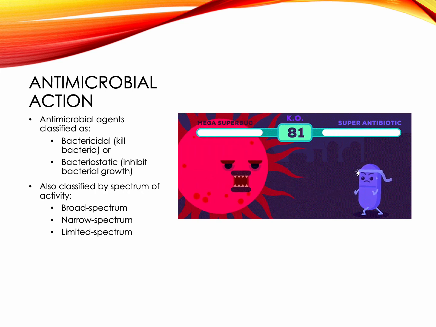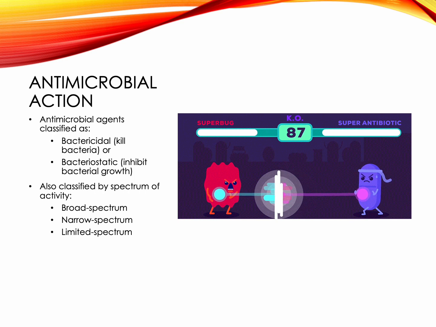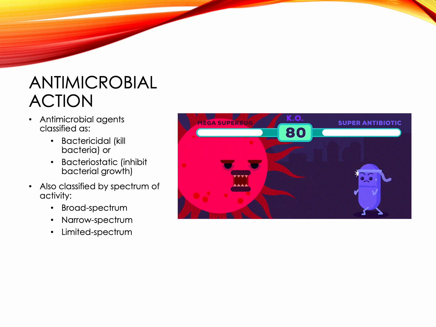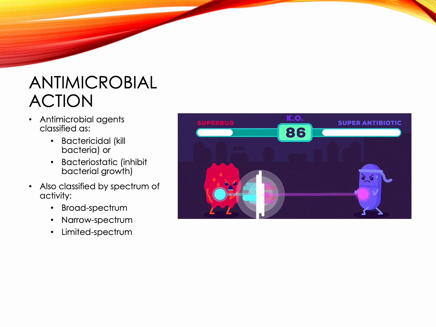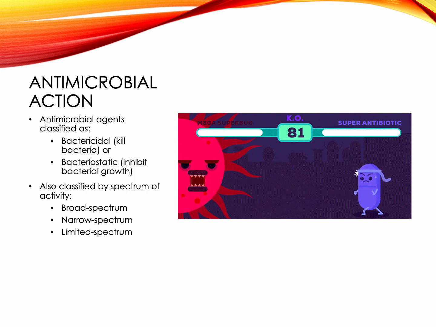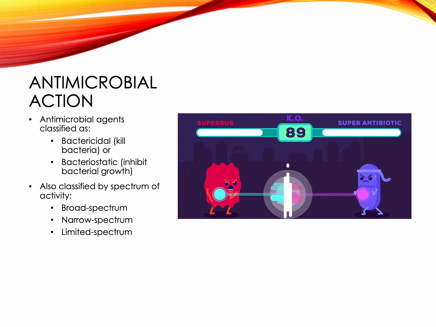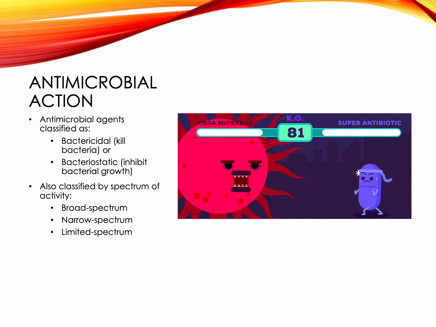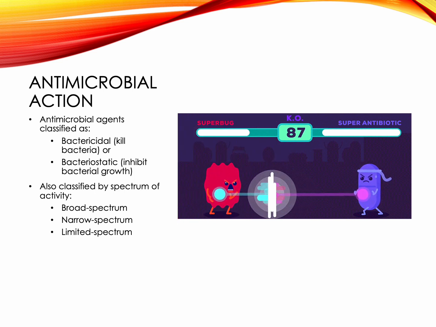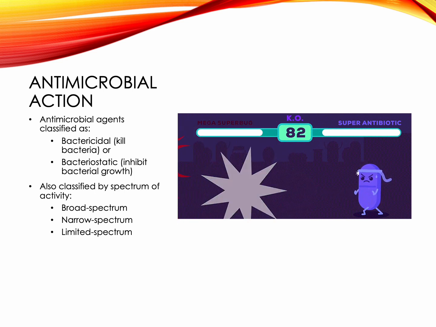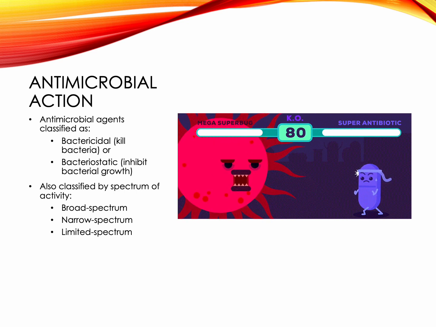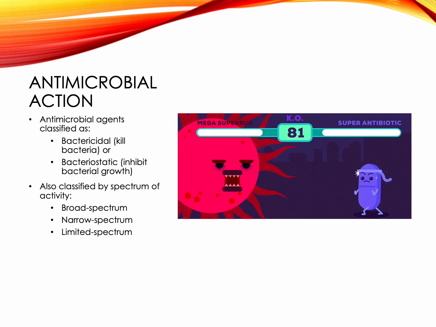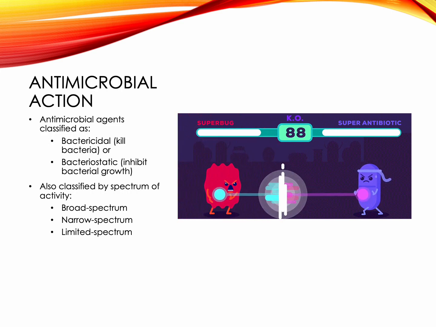Broad spectrum antibiotics have a wide range of activity, and they're usually effective against both gram-positive and gram-negative types of bacteria. Narrow spectrum antibiotics are often only effective against one type of bacteria, like gram-negative or gram-positive, but not both. And then lastly, there's limited spectrum antibiotics, which are only effective against one species of bacteria.